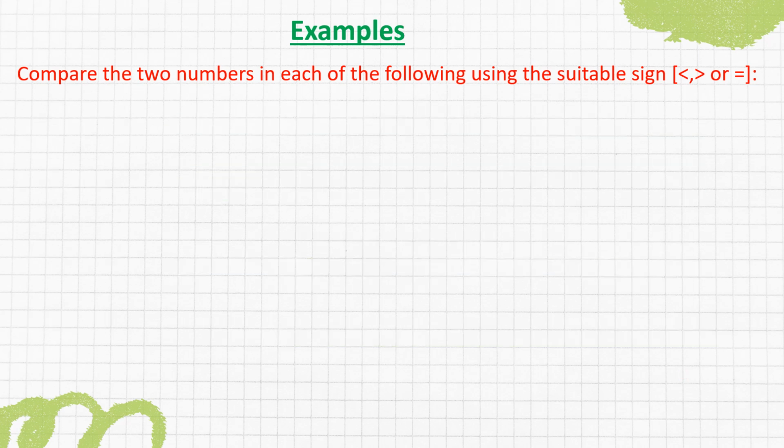Okay, next. 3.2 and 11 over 12. A decimal and a fraction. What will we do? Think, math champions.